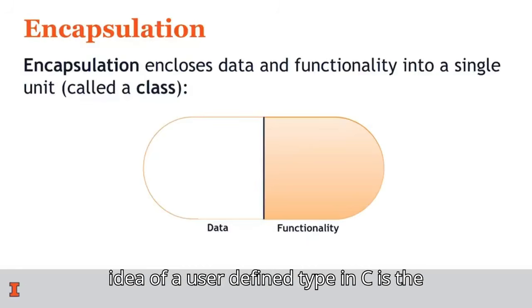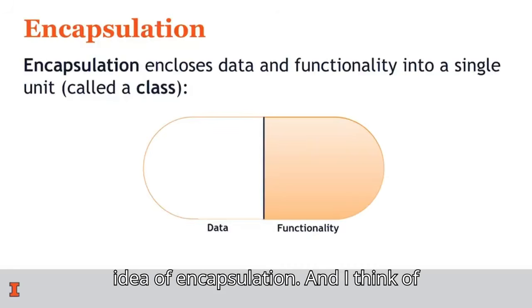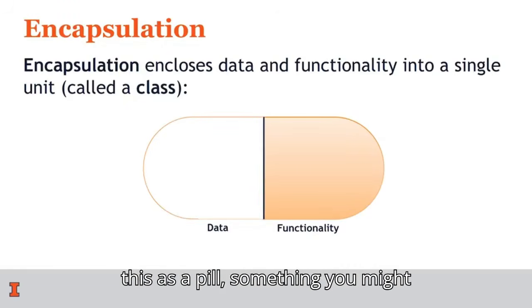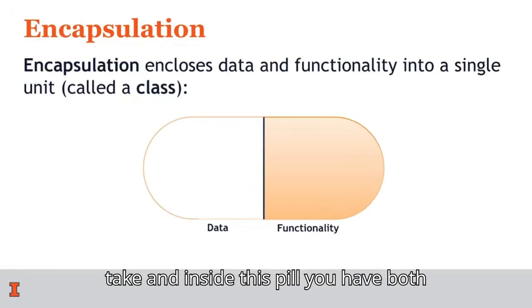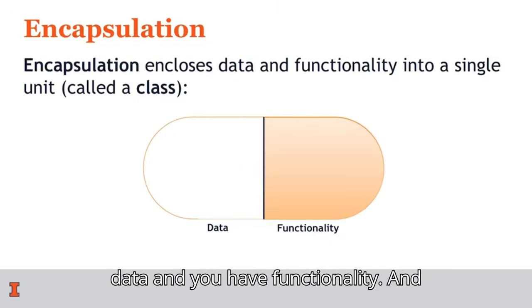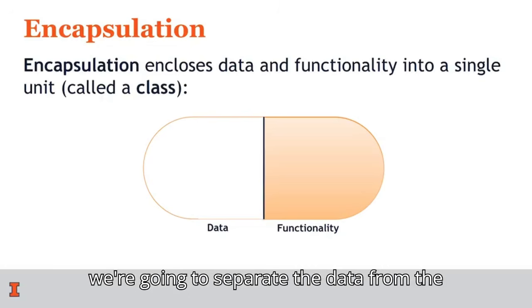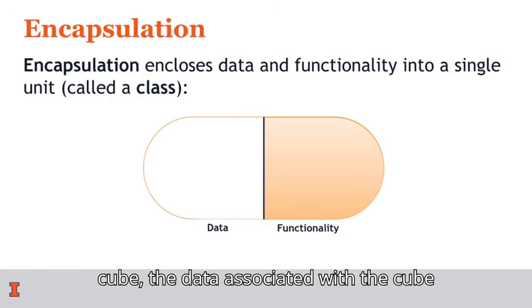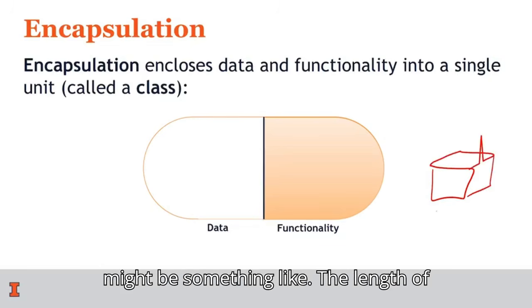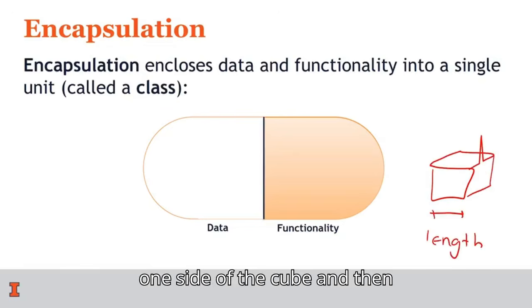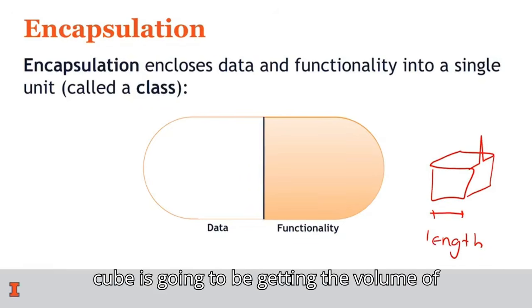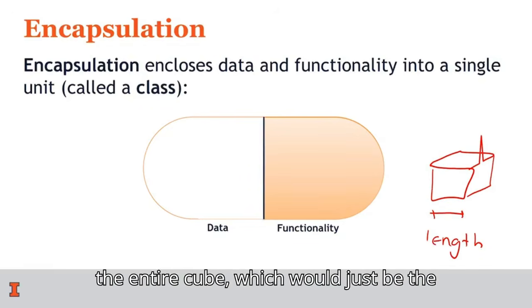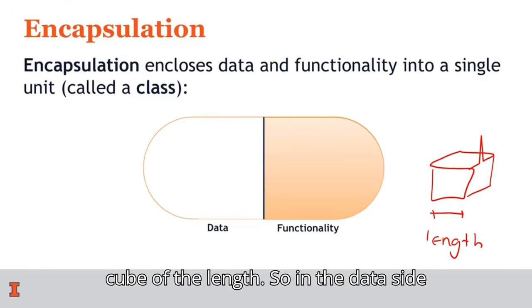The big idea of a user-defined type in C++ is the idea of encapsulation. And I think of this as a pill. Something you might take, and inside this pill, you have both data and you have functionality. And we're going to separate the data from the functionality and talk about them individually. Thinking about our sample cube, the data associated with the cube might be something like the length of one side of the cube. And then functionality we might talk about for the cube is going to be getting the volume of the entire cube, which would just be the cube of the length.